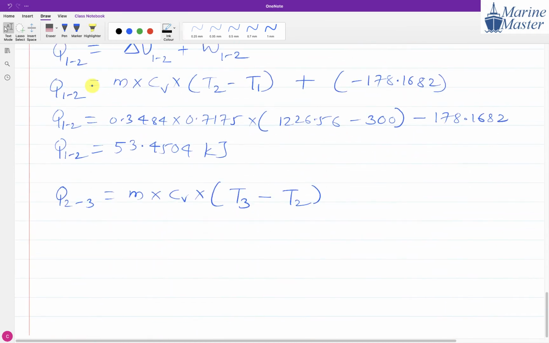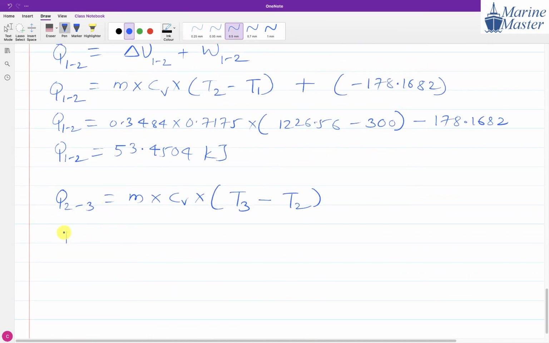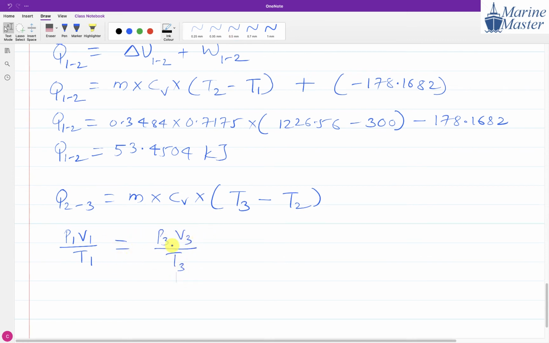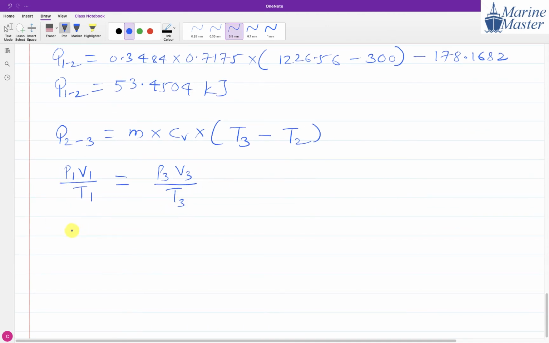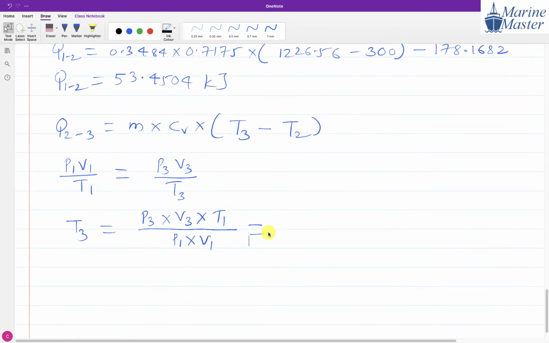So what is the relation that we can say? P1 V1 by T1 is equal to P3 V3 by T3. Here we could add P2 V2 by T2, but we need T3. Now how to get T3? If you arrange it properly, T3 will be P3 into V3 into T1 divided by P1 V1. How much value of P3 do we have?